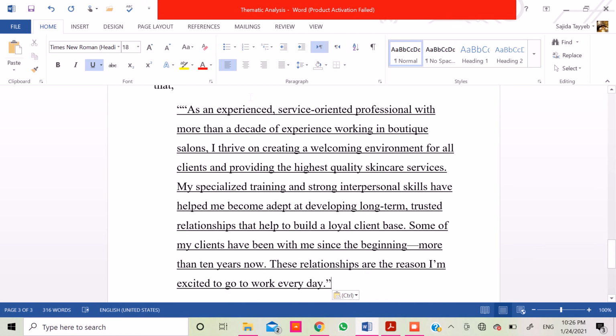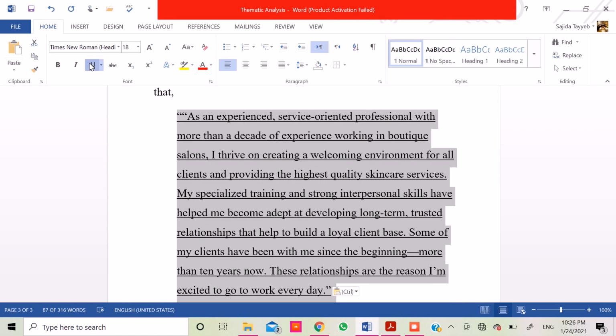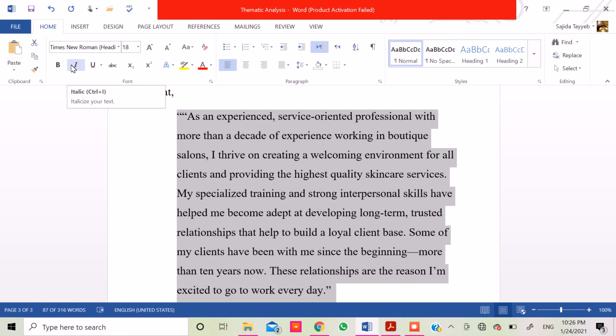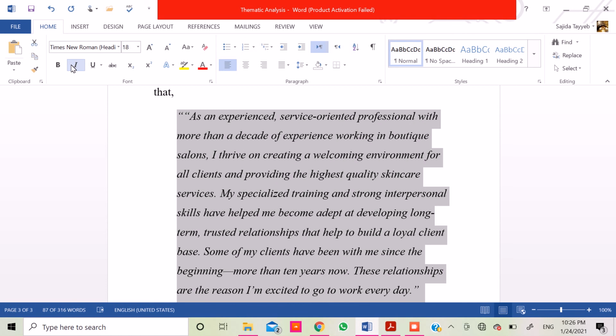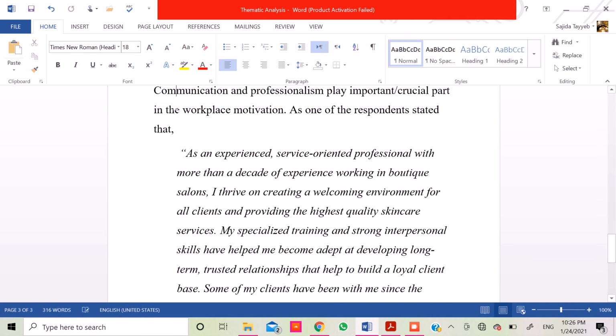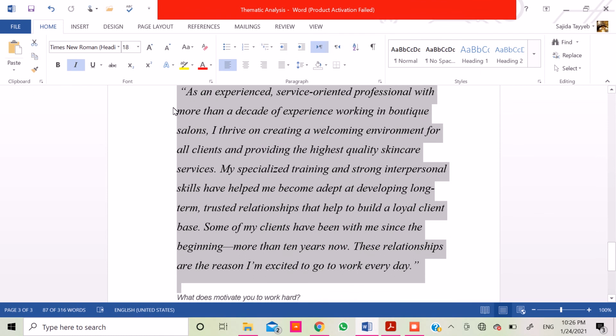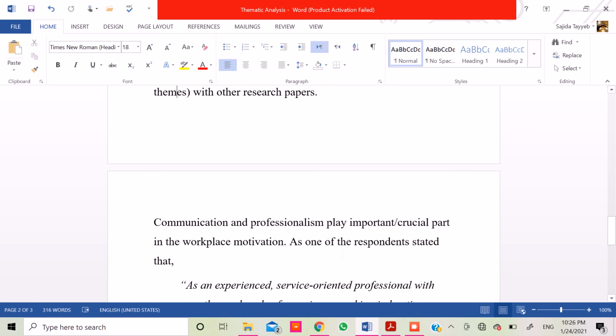So here this is indented, and by mistake I have underlined it. You're not supposed to underline it. You have to write it in italic and within double quotation marks. So whoever reads this part of your analysis will understand that this is the exact words of the respondent, and it's not important for you to write the name of the respondent because that's part of the confidentiality of information in research. So instead you can simply write one of the respondents, that's it.